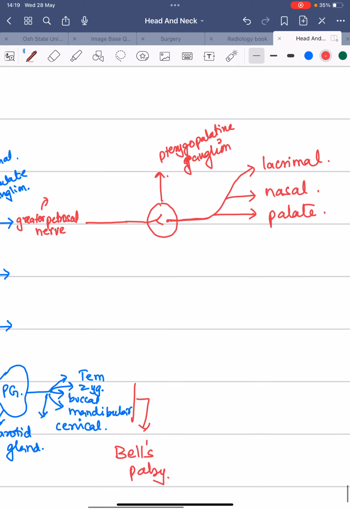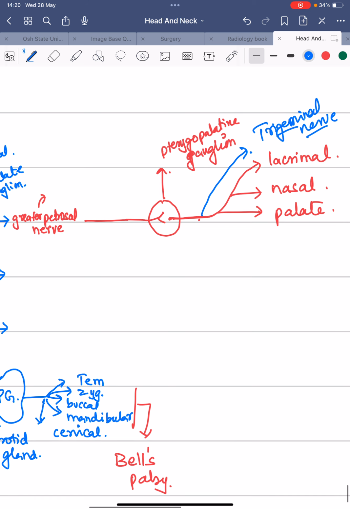So these preganglionic fibers are the greater petrosal nerve. These postganglionic fibers are from your trigeminal nerve. Okay, trigeminal nerve. Please remember it. Now one thing you can add here that is very, very important.